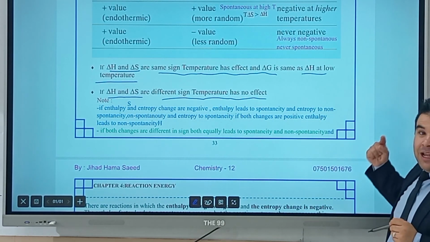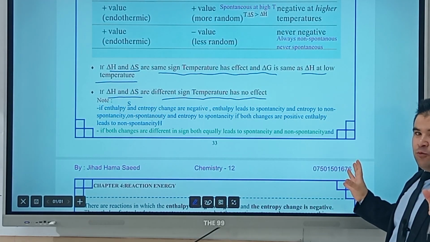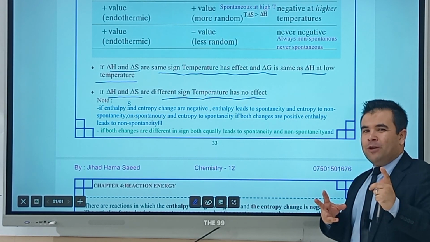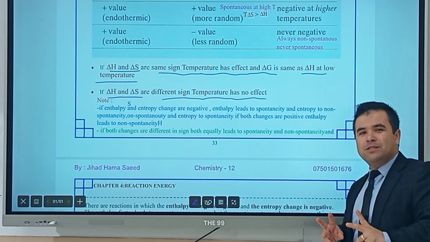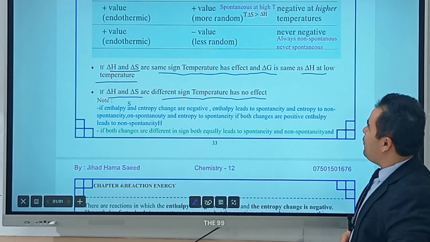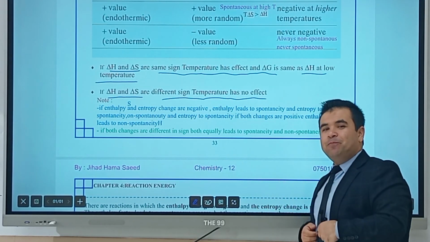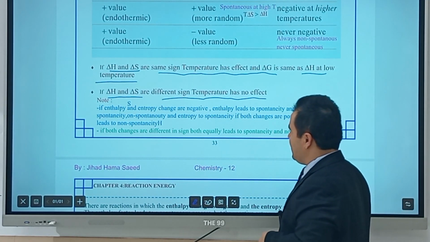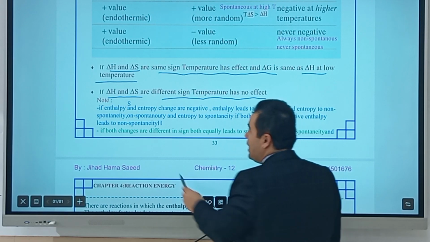In the first and the last cases, where the signs were opposite, we didn't say at low temperature or high temperature. We said the first is always spontaneous, the last never spontaneous. But the second and the third, where the signs are the same, positive-positive or negative-negative, the temperature decides. And temperature plays an important role whenever the signs are equal.